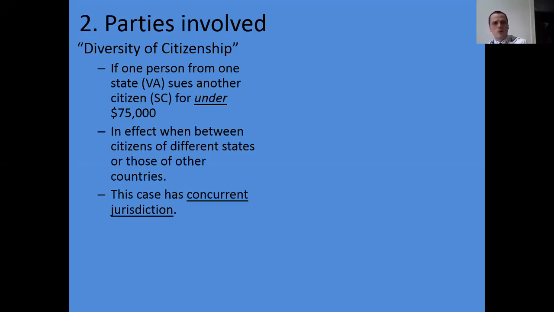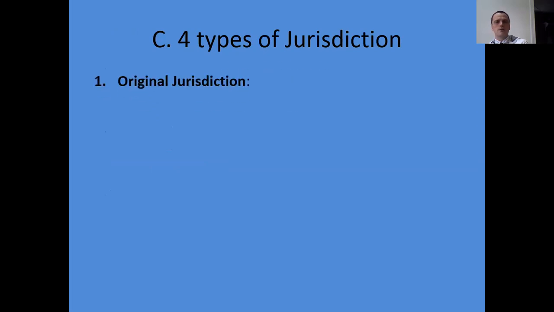In effect, when between citizens of different states or those of different countries, it has to have concurrent jurisdiction, which means, and that word concurrent should not look alien to you, that it is either state or federal. So, different types of jurisdiction. We've got original jurisdiction. This essentially means that they are the first court to hear a case. And we've talked about that. Which tier would that be? If you said first tier, you're right. If you said second tier, you're wrong. Okay, so first tier, original jurisdiction.